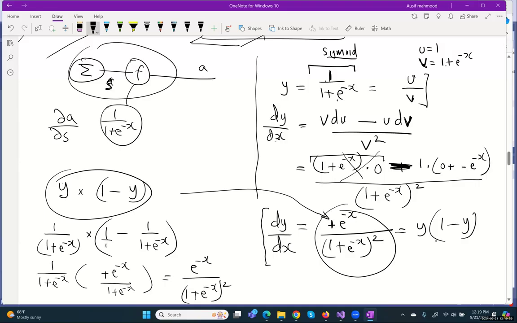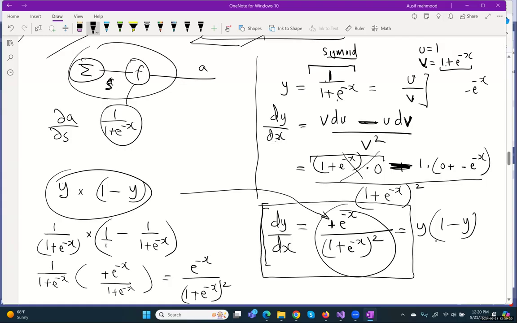Then u is 1. If we take a look at dv, which is minus e to the minus x, right? Now we already had a minus over here, so minus minus becomes plus. So v squared at the bottom, where v is 1 plus e to the minus x, it's 1 plus e to the minus x, squared. So dy over dx turns out to be this.